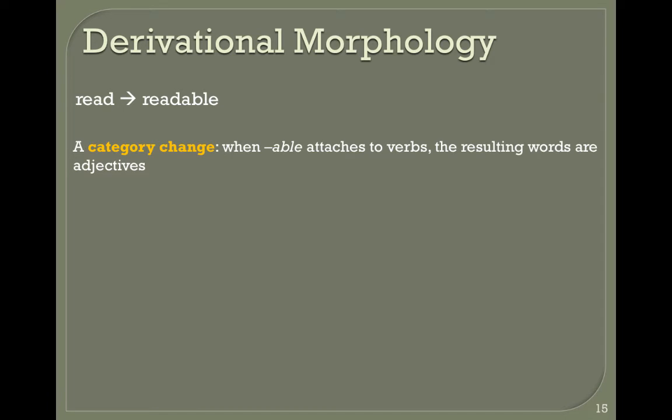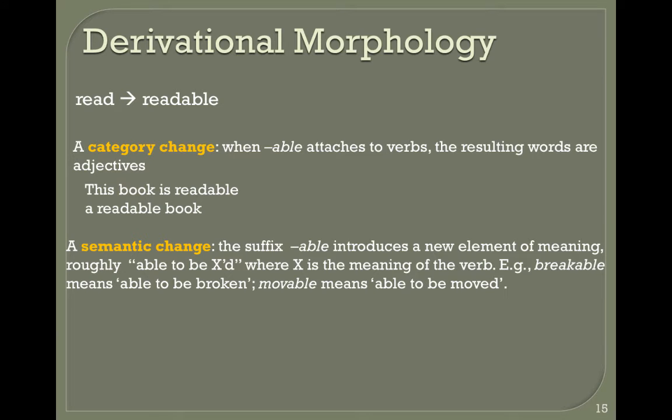So this is a case where, again, you change the category of a word, the part of speech. So when we add able, that makes a verb into an adjective. And it also changes the meaning of it. So when we add able to something, it means that something is basically able to be whatever the verb is, right? But I want to point out some exceptions here. So if you think about it, readable doesn't necessarily mean able to be read. It more roughly means that something is well written, or it can be used in that sense.